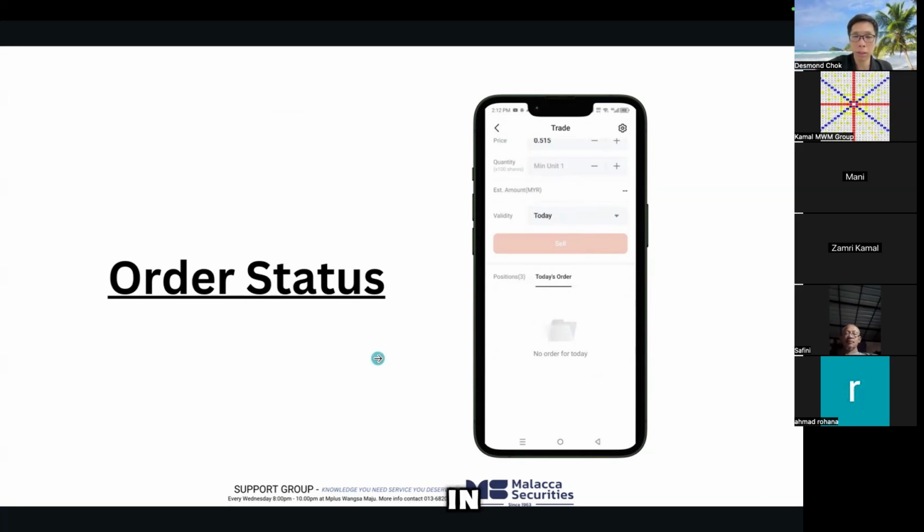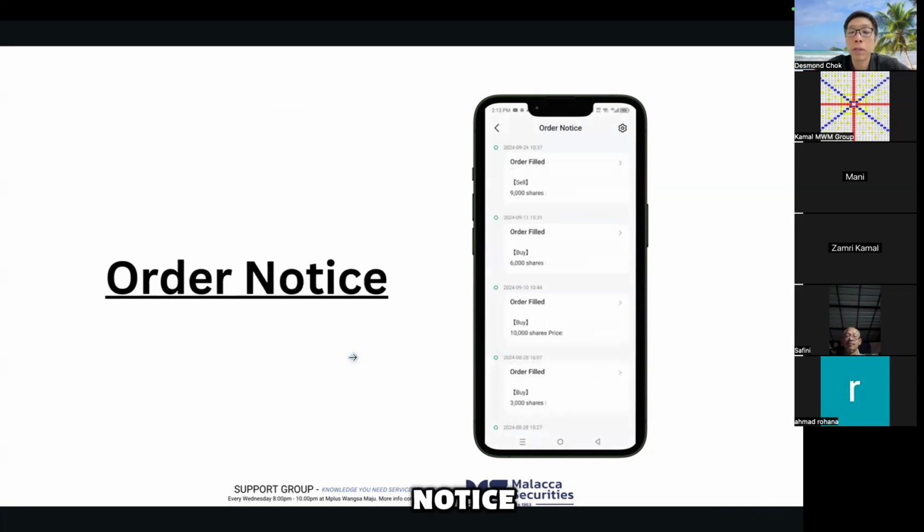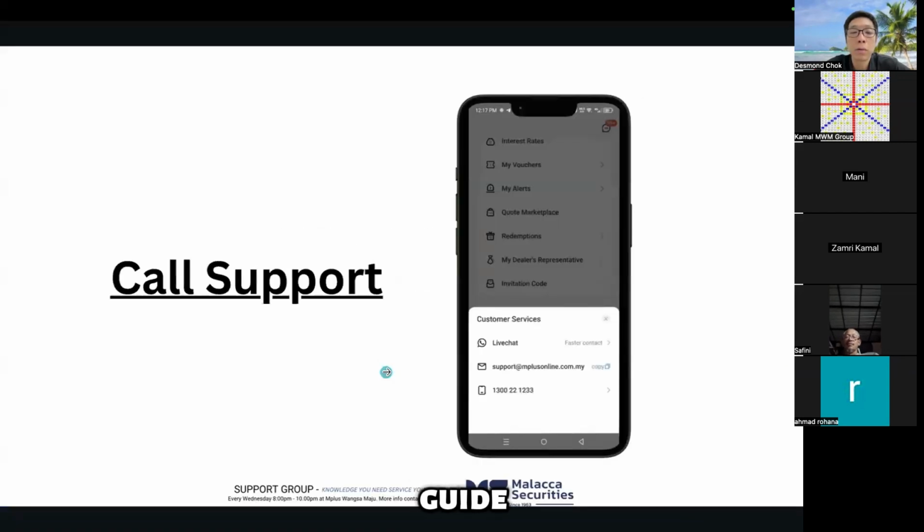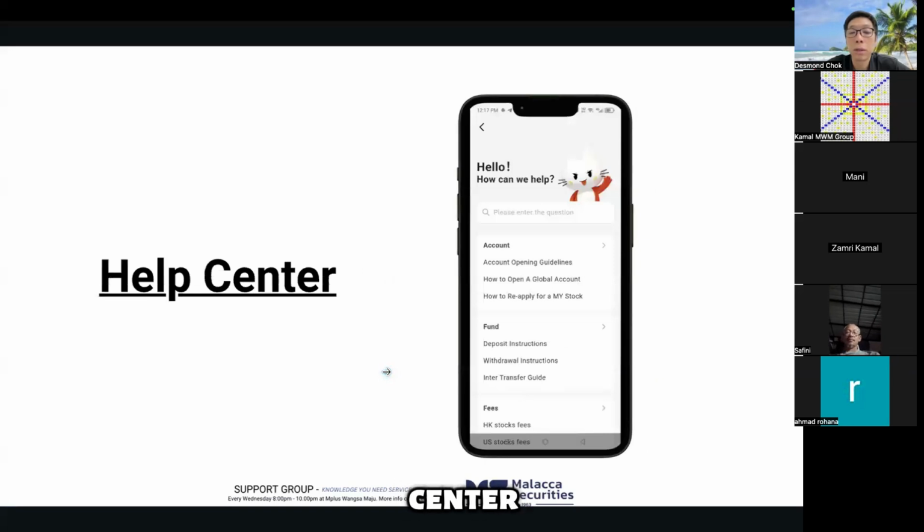Sell, order status. This one shows today's orders, whether matched or not, fully matched. Matched in the old app was called match, but now it's called fill. Fill means match. Order notice, when there's an order, it shows how many have been filled already, and the history. Then user guide, call support, help center.